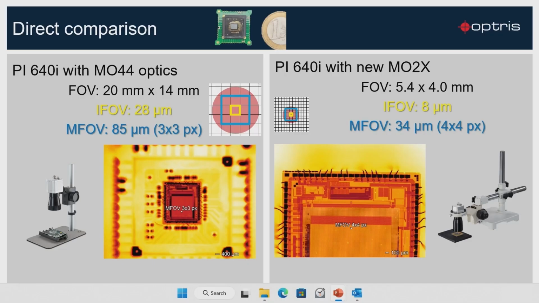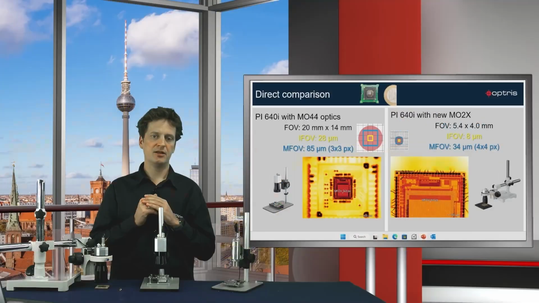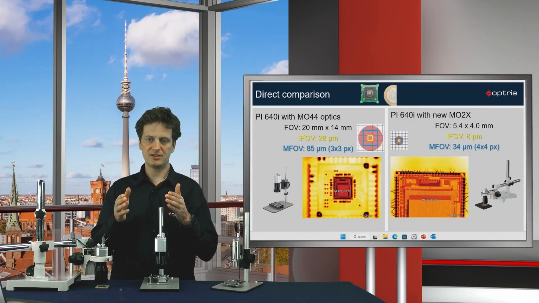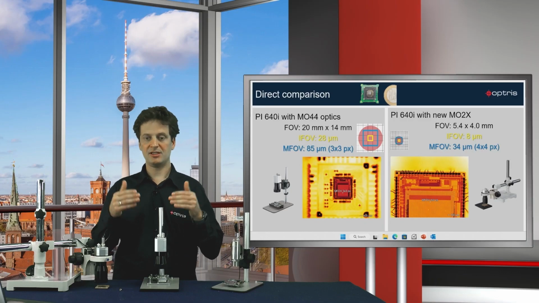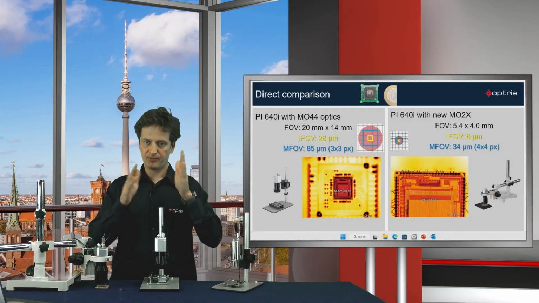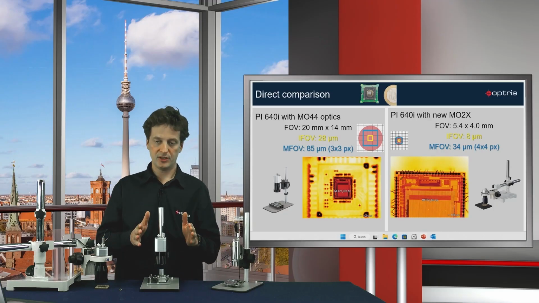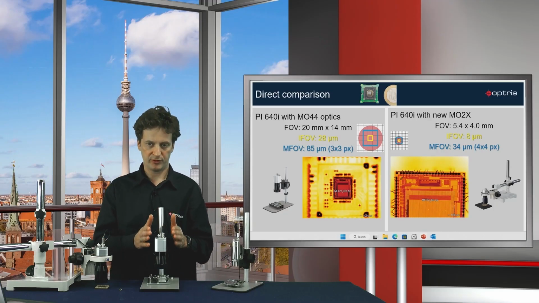And then we have also another value called measurement field of view, MFOV. This is the recommended size if you want to have an accurate value of the object. So in this case we are talking about 3 times 3 pixels, and those 3 times 3 pixels equal a square with a side length of 85 microns. This is the PI640 MO44.